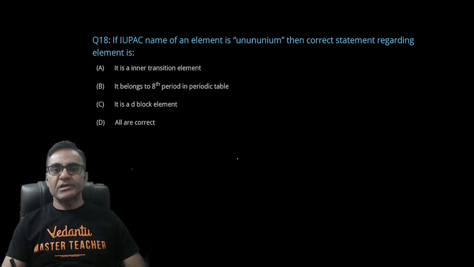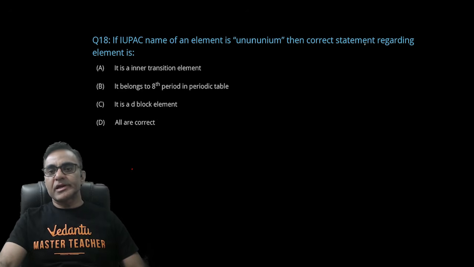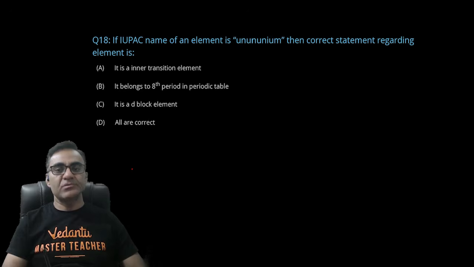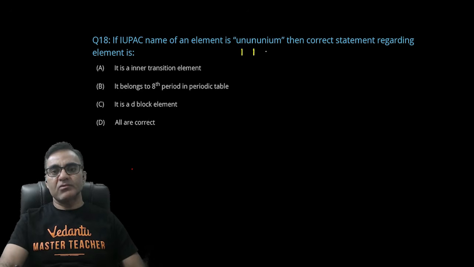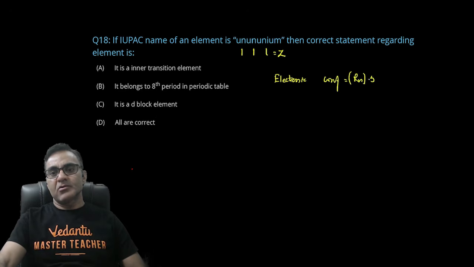If IUPAC name of an element is unnilunium, then correct statement regarding this particular element is, देखिए अन होता है 1, ये भी होता है 1, ये भी हो गया 1, तो इसका Z हो गया 111। Alright, now if you write the electronic configuration of this particular element of atomic number 111, it will come out to be Rn 5f14 6d10 7s1। सो इसका जो पीरियड है वो हो गया, period is 7, group is 11, 10 + 1 = 11, and it's a d block element.